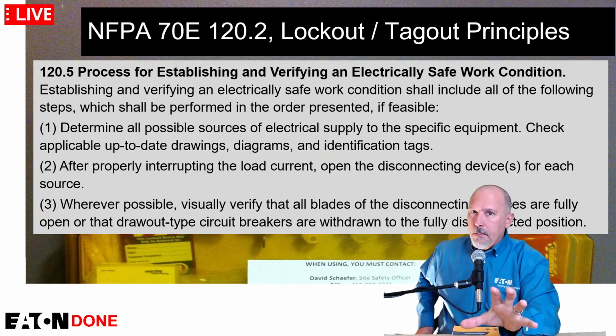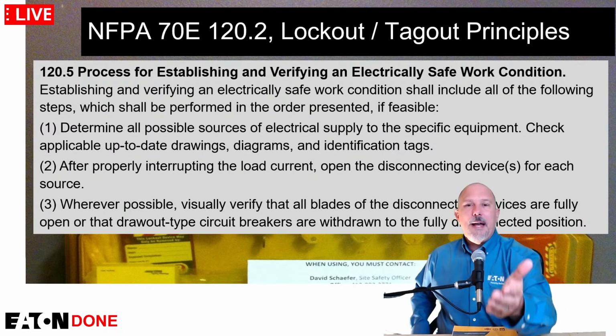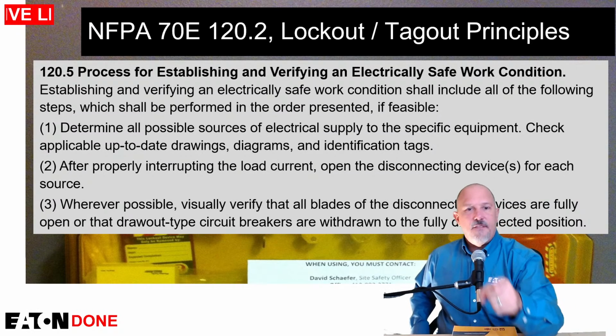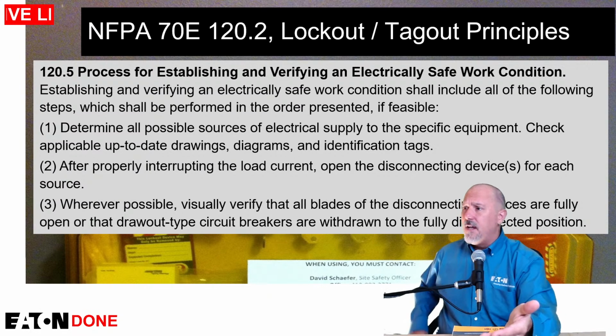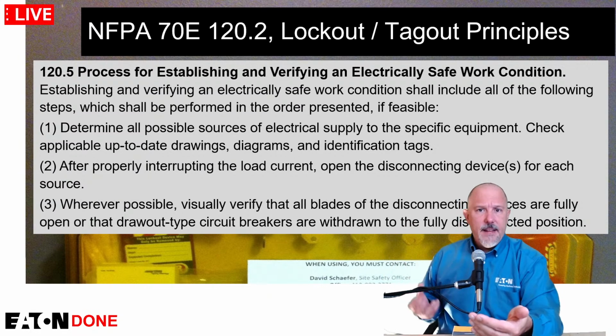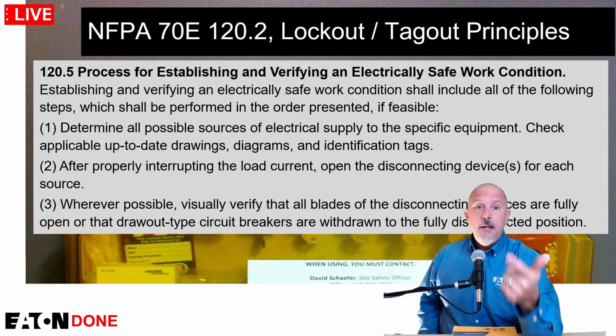So these are good argument points. If somebody's arguing with you, why would we need to update them? Go back to 70E, point these specific areas out in this document, and say, look, how am I supposed to do this without this up-to-date information? We need to budget for this. We need to make sure it gets done.